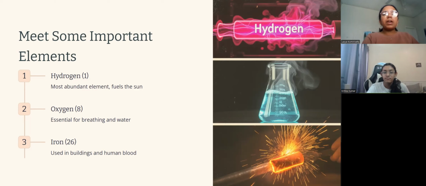And then we have iron. So iron is used in building and it's also in our blood, which helps us. It's not nutrition, but it's a mineral, and it's really important for our human body. And it's located at number 26 in the periodic table, so atomic number 26.